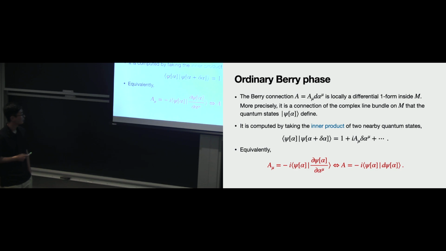So you take the inner product of psi alpha with psi alpha plus delta alpha, where delta alpha is a small variation from alpha. And at linear order, you find this connection A mu. Perhaps a more familiar expression is the one at the bottom. This is the equivalent. The point is that A can be computed by taking the inner product of two nearby quantum states.